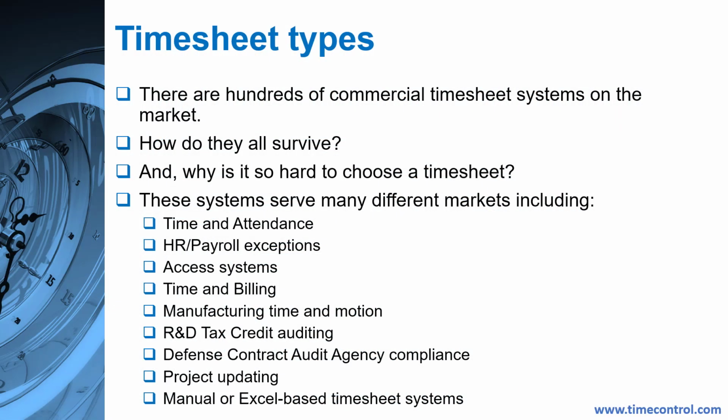Timesheets come in a lot of different formulas as part of the problem. When people say, go find me a timesheet, and you go look for them, there are literally hundreds of thousands of hits on a search engine. How is it possible that hundreds or thousands of possible products, possible commercial systems, could even survive in that market? And what makes it so hard to choose a timesheet?